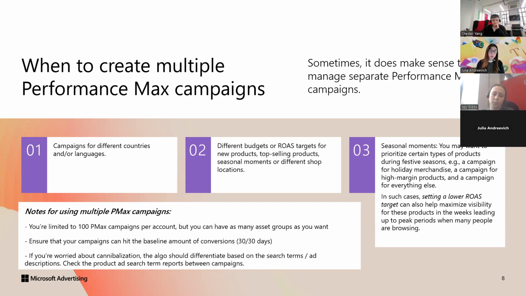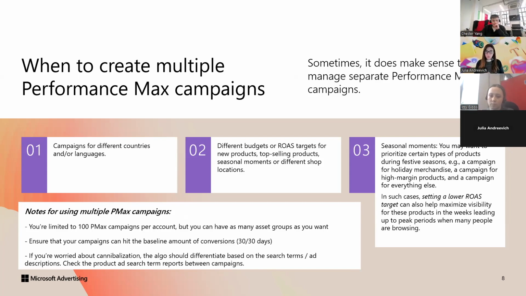First is that there is a limit. You can only have 100 Performance Max campaigns under one account. But the good thing is that you can create as many asset groups as you want. So if your PMAX campaign is targeting the same goal, just create new asset groups within it. Don't create a new PMAX campaign.